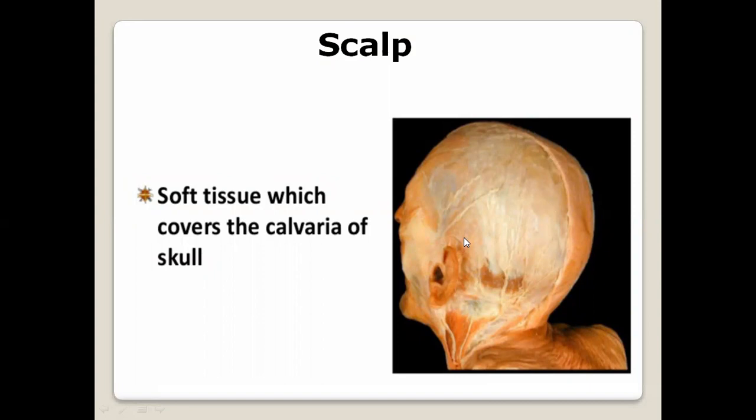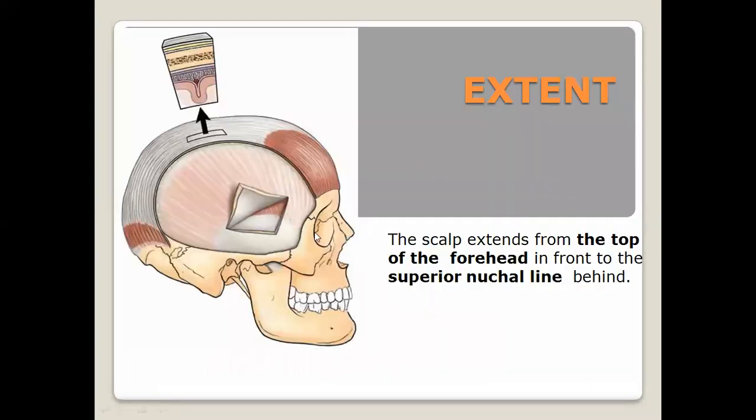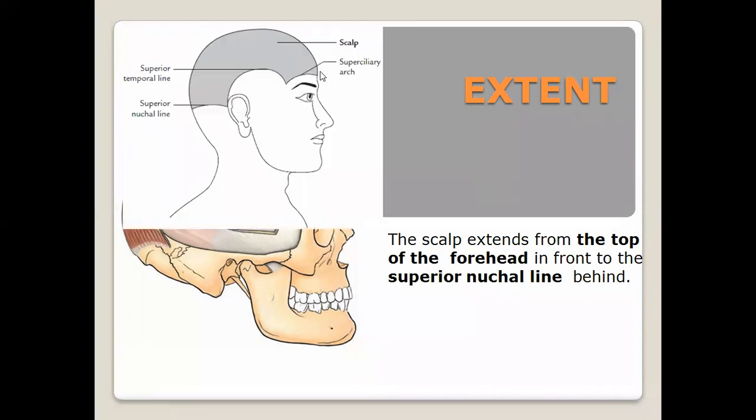Okay. So if you see the extent of the scalp, it extends from the front of the forehead, that is the top of the forehead in front, to the superior nuchal line behind. Okay, so you can see it extends from the forehead to the superior nuchal line. So this is in layman's terms.